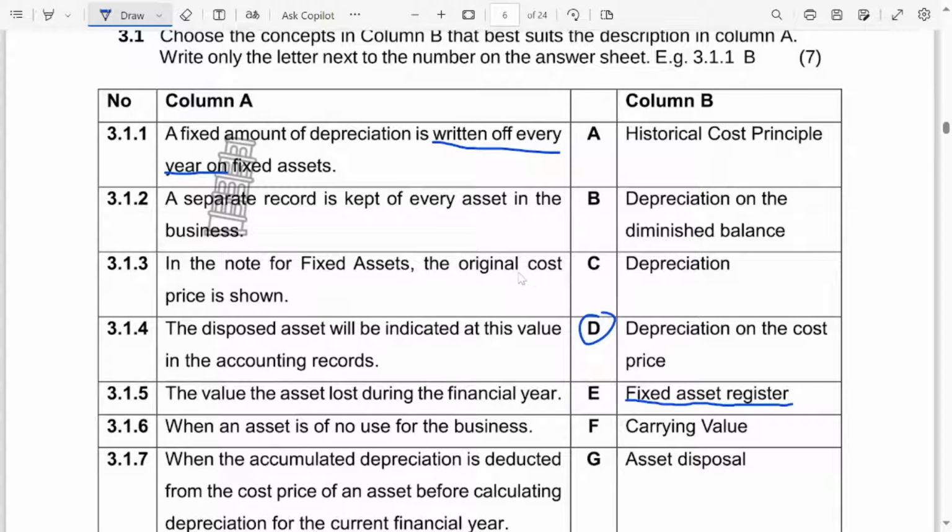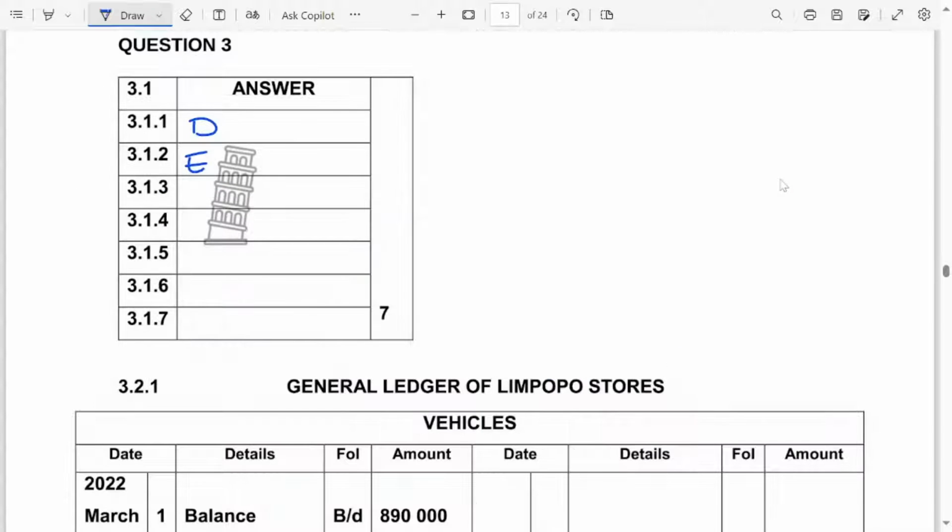3.1.3. In the note for the fixed asset, the original cost price is shown. Which one is that? There is the historic cost, because it states that fixed assets should be recorded at their original cost price. So it means that 3.1.3 is A.